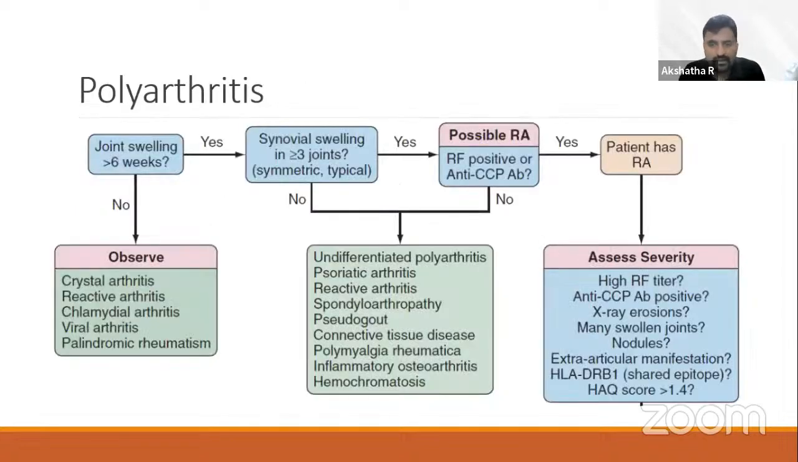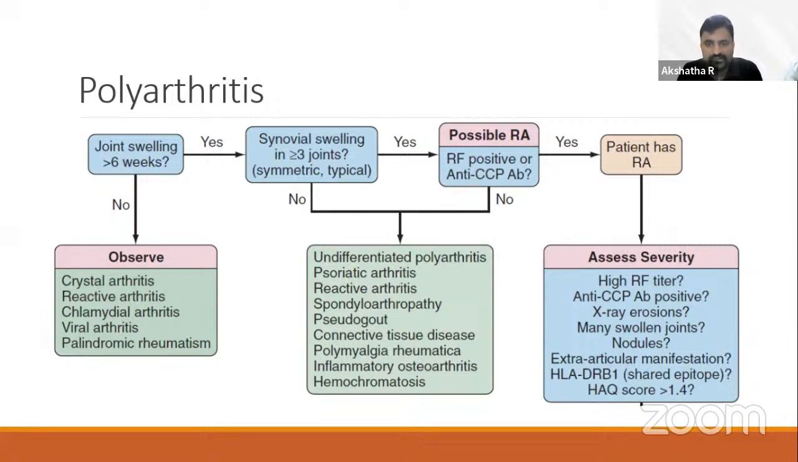So how do we approach a case of polyarthritis? First we look at the duration. If it is more than 6 weeks, then you call it chronic polyarthritis. If it is less, then it is acute arthritis, wherein differentials like reactive arthritis, viral arthritis, which we saw previously, and crystal arthritis can be considered.